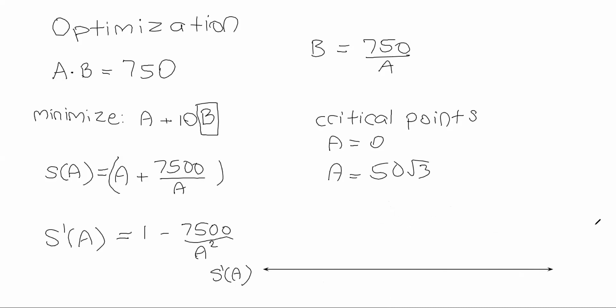Sign chart makes it really easy to decide where our function is increasing and where it's decreasing, just by taking the derivative. If the derivative is positive, our function is increasing. Likewise, if it's negative, our function is decreasing. We want to start by taking our critical points. And I put the dashed line there for 0, just to signify that whenever a is 0, this gives us an indeterminate value. We have a 0 in the denominator. Our function is not defined at this point. Our other critical point is 50 times the square root of 3.